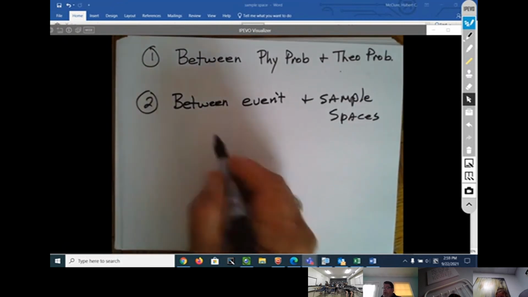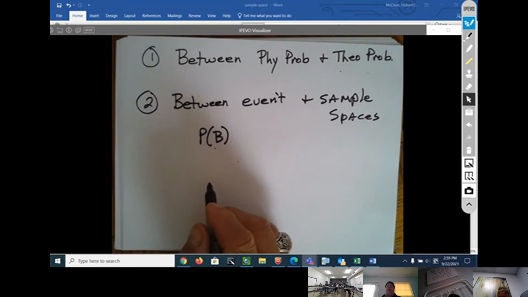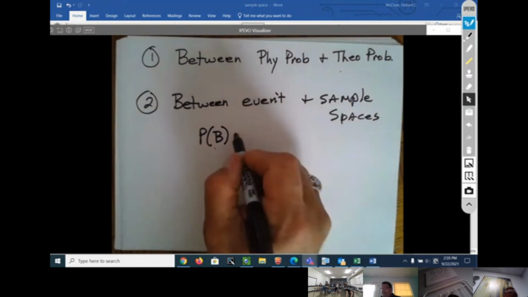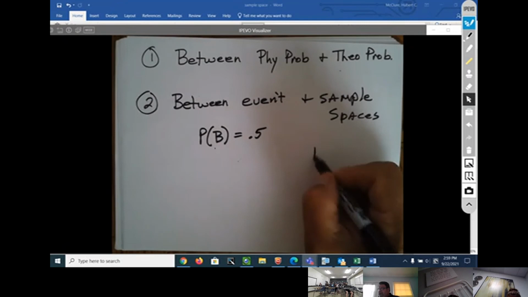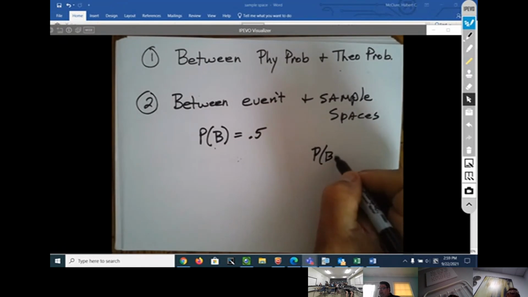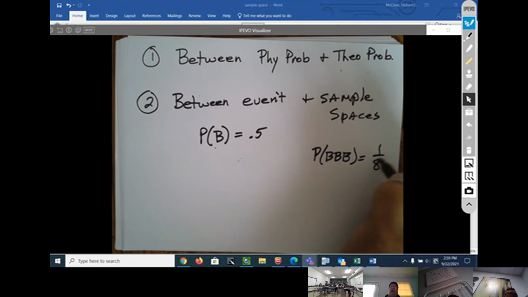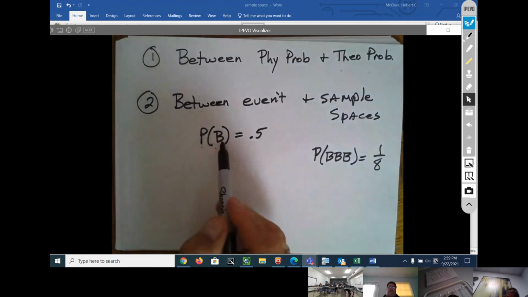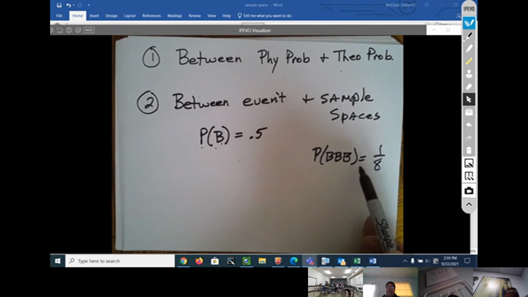Meaning, what is the probability of a boy being born? 50%. 0.5. What is the probability of all boys with 3 children? 1 out of 8. You got to be able to know the difference between just one event, like the probability of a boy, and sample spaces.